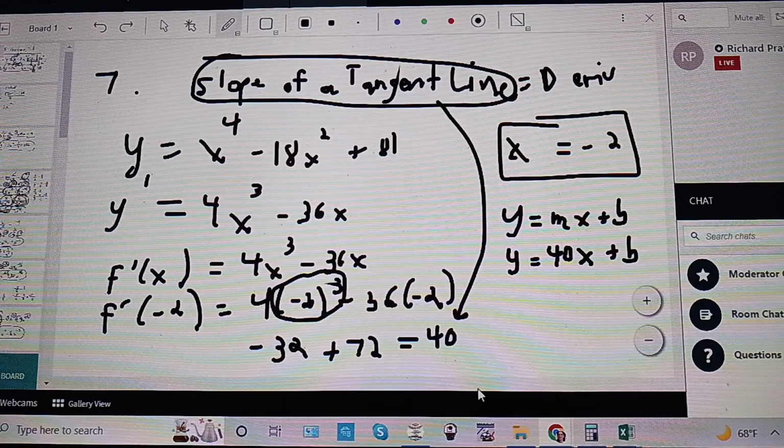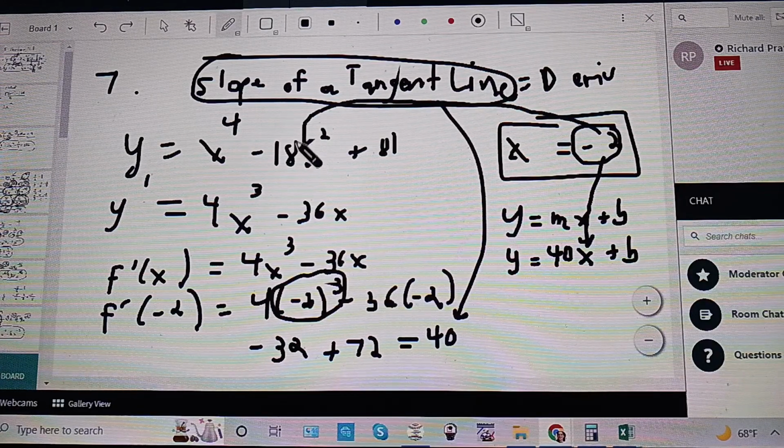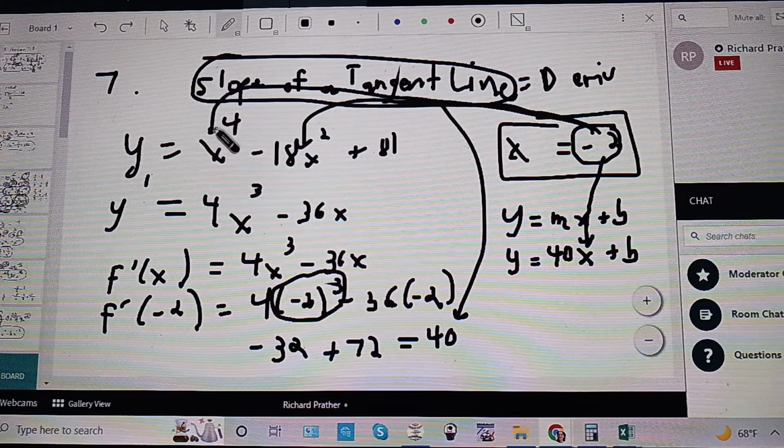And then the process, even in algebra, to find b is you plug in an x and a y temporarily so that you can find b. But I don't know the y. All I know is x is negative 2. But if x is negative 2, I could plug that into the original function, not the derivative. The original function, if you plug negative 2 in, that gives you the y coordinate at that spot.